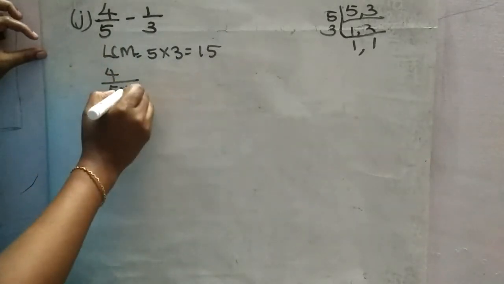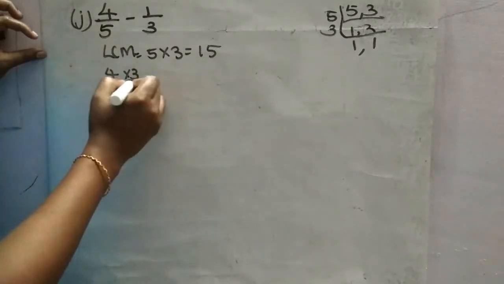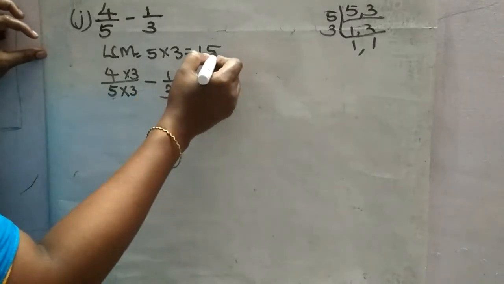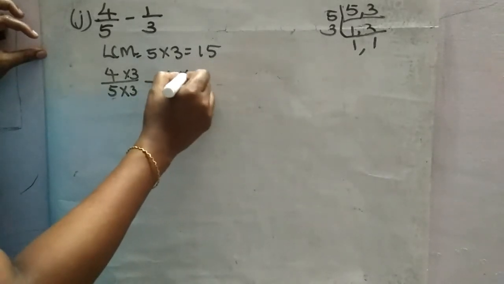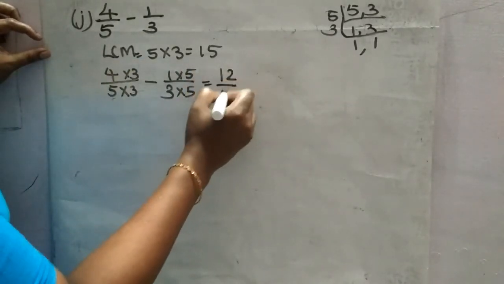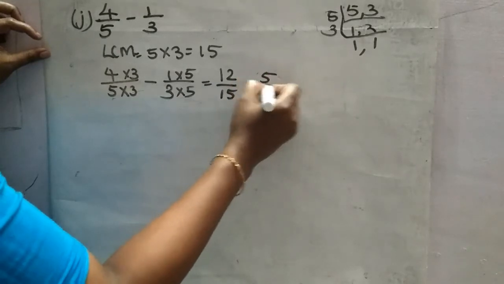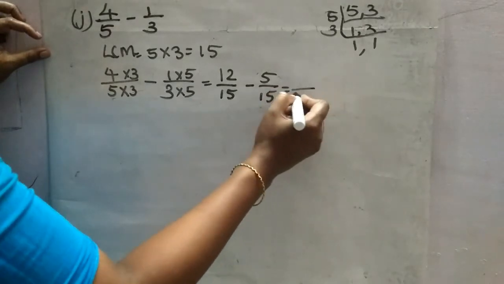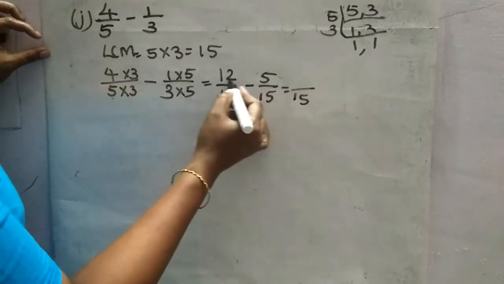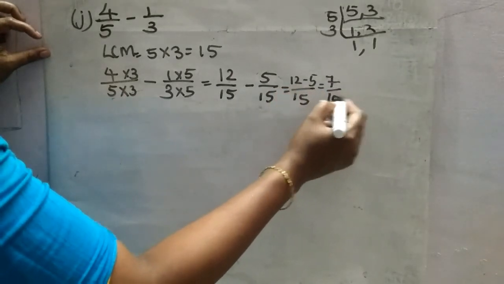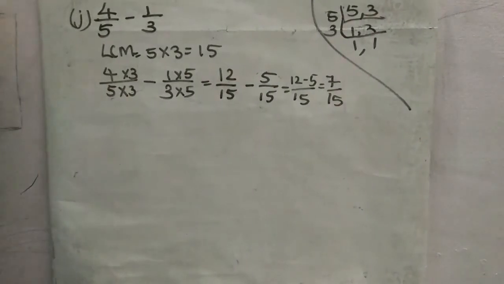5 into which number will get 15? Into 3. Multiply the numerator also with 3. Next fraction. 3 into which number will get 15? 3 into 5. Multiply the numerator also with 5. Then 4 3s are 12 by 15 minus 5 by 15. Now the denominators are same. Then we can write the same denominator. Then subtract the numerators. 12 minus 5 is equal to 7 by 15. Okay. 7 by 15. Next question.